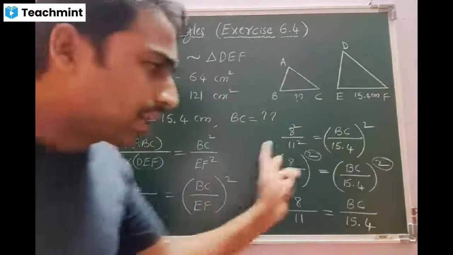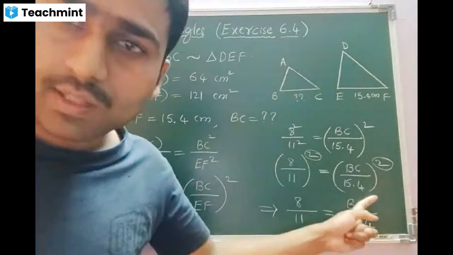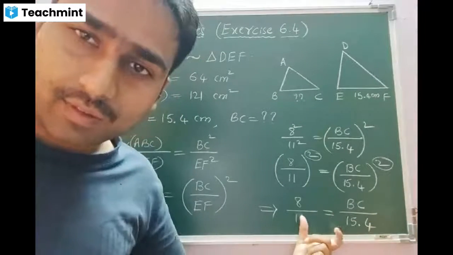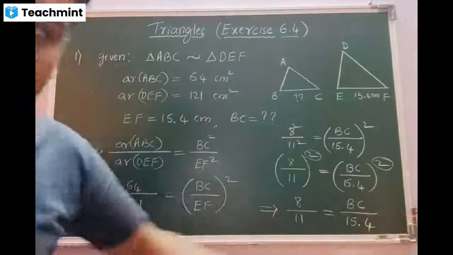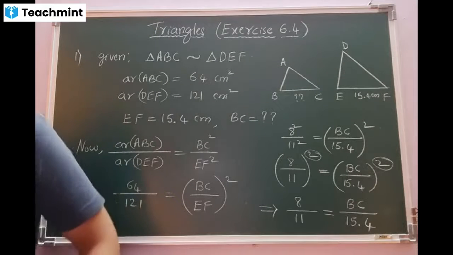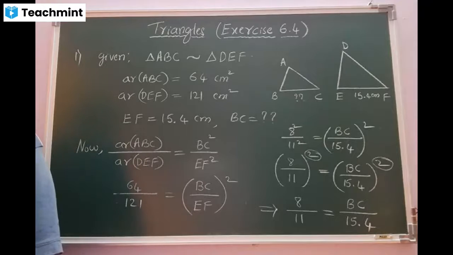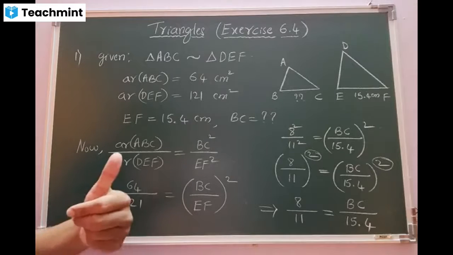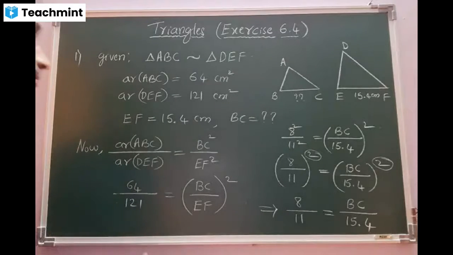Nothing but, beta, we are taking the square roots on this side also, this side also. So we got this answer. Beta, copy till here. I'll continue. Do it fast. Quick. Done?